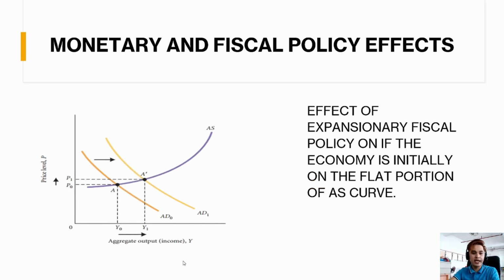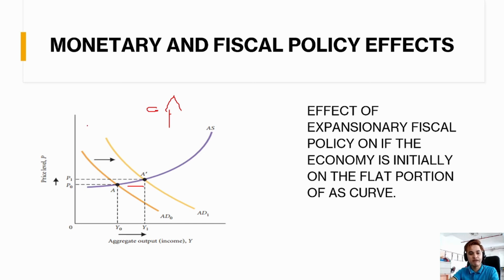Alright, so let's say we have our AS and AD model here, and the government will impose an expansionary fiscal policy. What is the effect of this policy on our economy? Let's say we are at the flat portion of our AS curve, and the government imposes expansionary fiscal policy, either an increase in government spending or a decrease in tax. So let's say G will increase. An increase in government spending will shift our AD curve to the right.